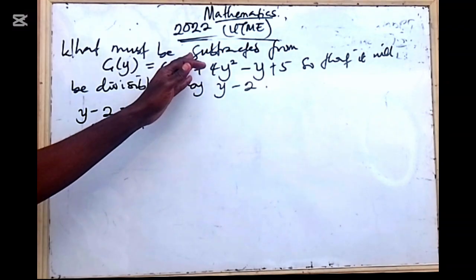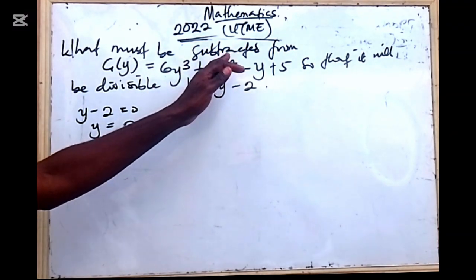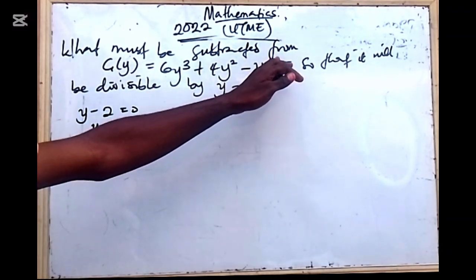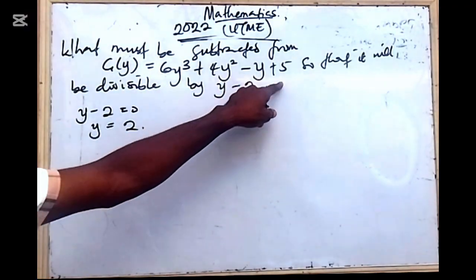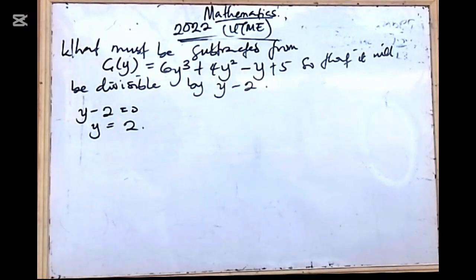6, open bracket, 2 raised to power 3, plus 4, open bracket, 2 raised to power 2, minus 2, plus 5. If I do that, it's not going to give me 0. Therefore, it is not a factor of it. So what do I need to subtract from it so that it can be a factor? The remainder we get is what we need to subtract from it for it to be a factor.